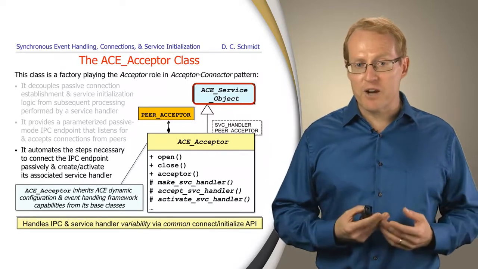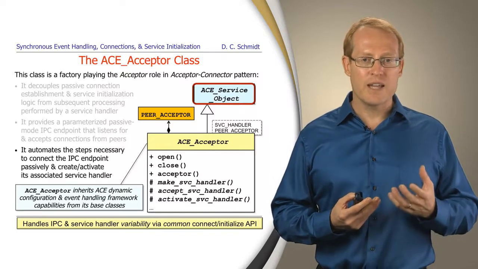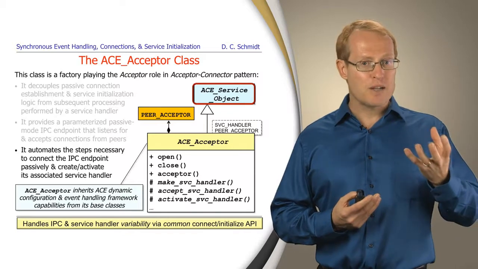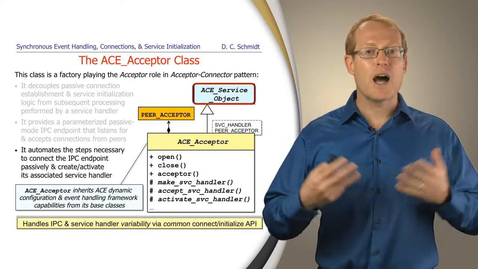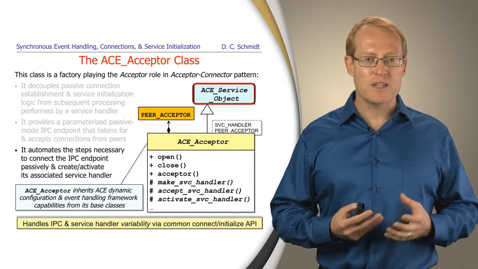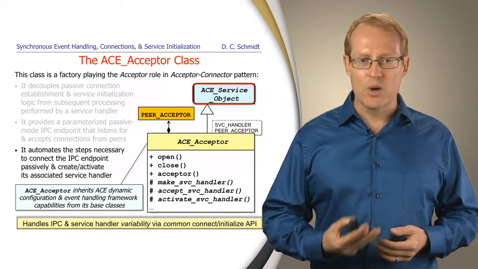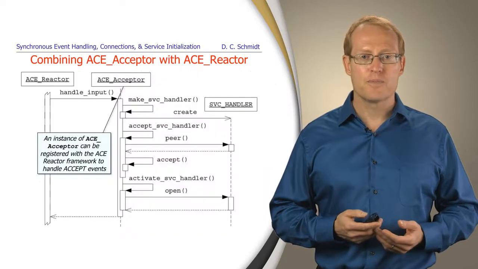From a commonality and variability point of view, the ACE acceptor is going to handle the variabilities of inter-process communication mechanisms and service handlers in a common way. So we'll see by using template instantiation and subclassing, you can deal with this variability with a common interface, which makes it really easy to do plug-and-play types of extensibility to your software components.